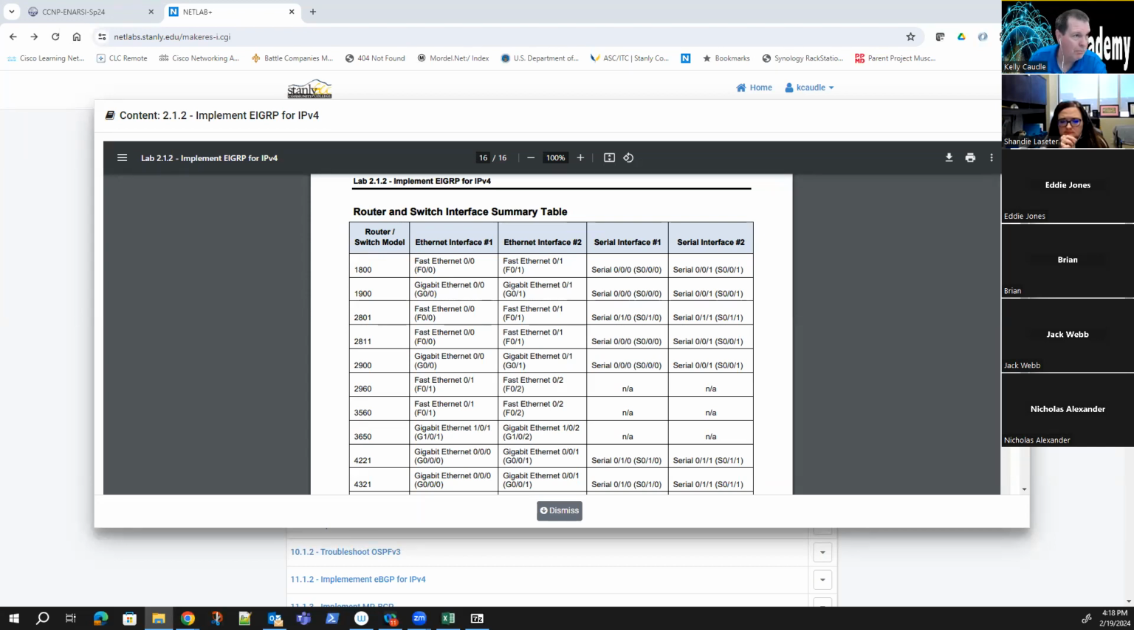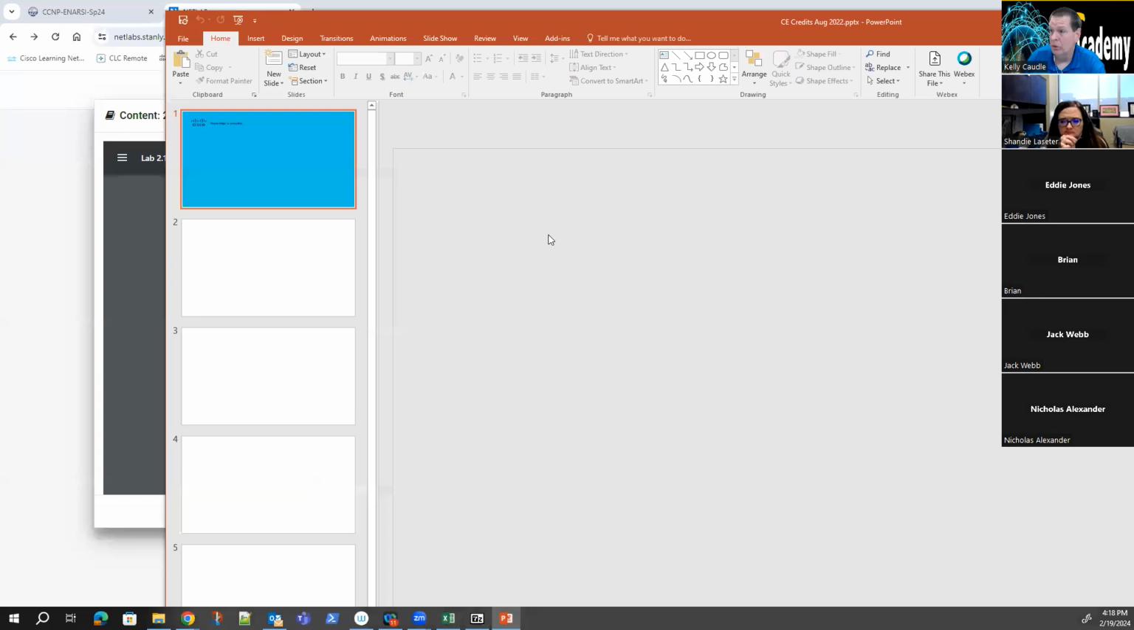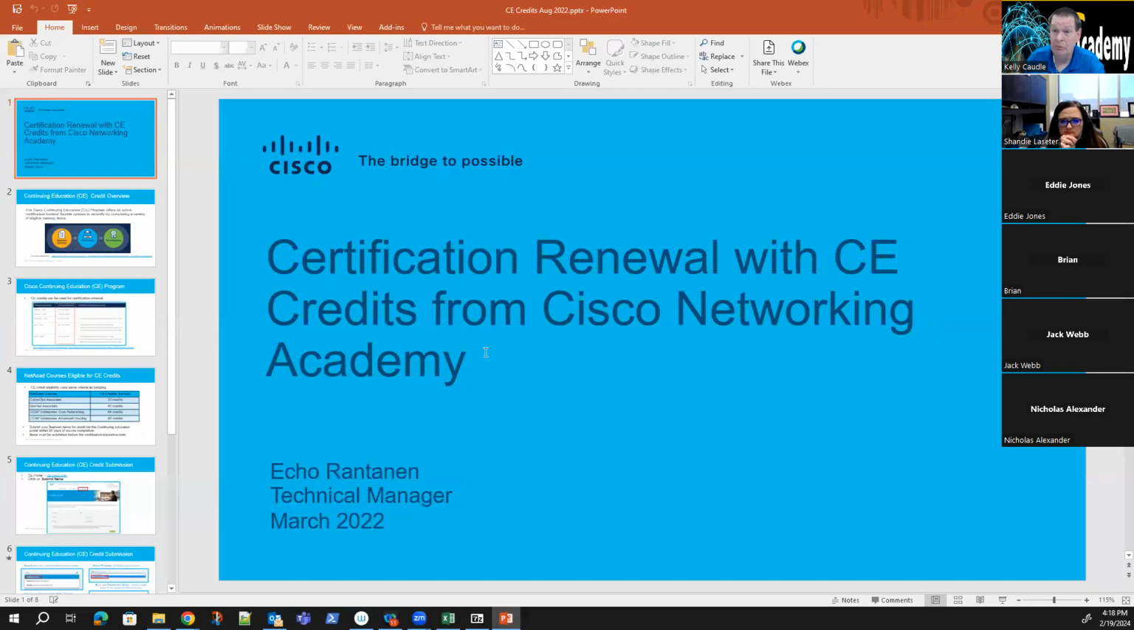Okay, so one of the things that now takes place, if you need to renew your CCNA, there are a couple of ways you can do that. One is obviously you can take your CCNA again or something higher. So if you take CCNP Encore and pass it, which I did a year ago, it renewed my CCNA. You also can renew your CCNA and other certifications with CE credits from the Academy.